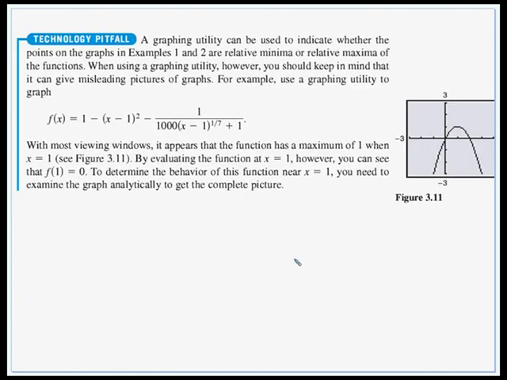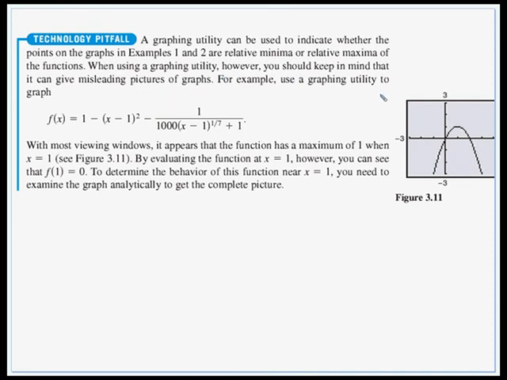Be careful when using a calculator. Technology pitfall. A graphing utility can be used to indicate whether the points in the graphs in example 1 and 2 are relative minima or relative maxima of the functions. When using the graphing utility, however, you should keep in mind that it can give misleading pictures of graphs.